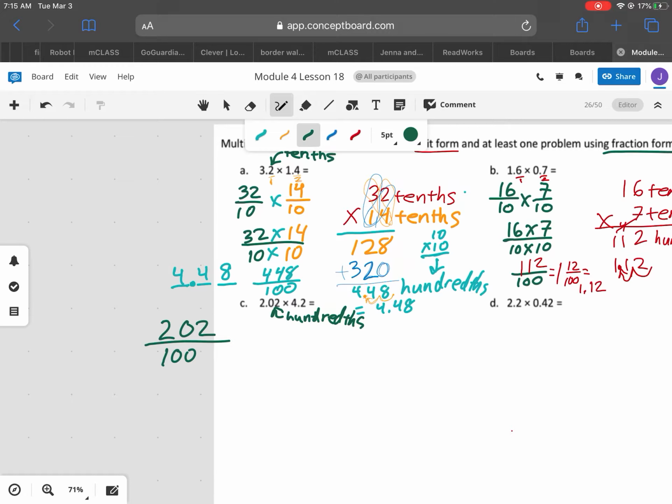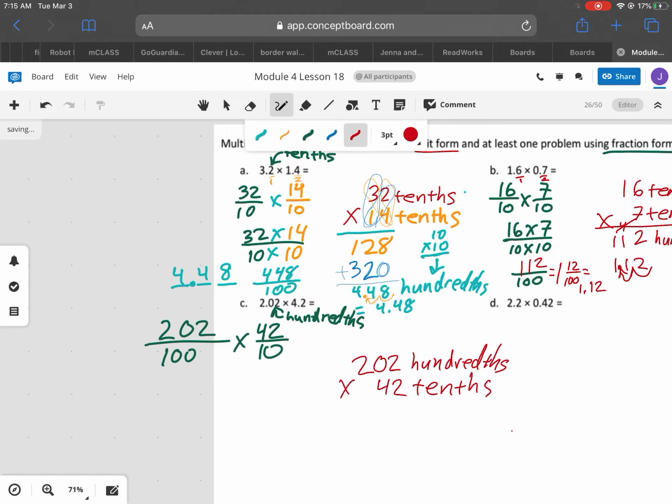So I'm going to go ahead and write that down. 202 hundredths. And we're going to multiply that times 42 tenths. So we have 42 tenths. See, I'm already setting it up. I already know.